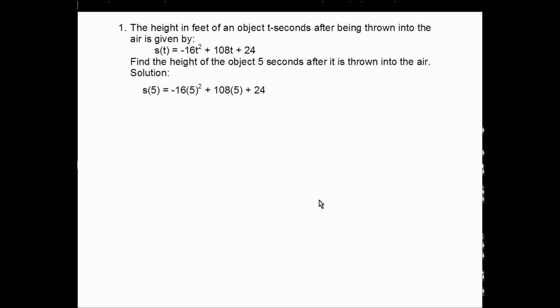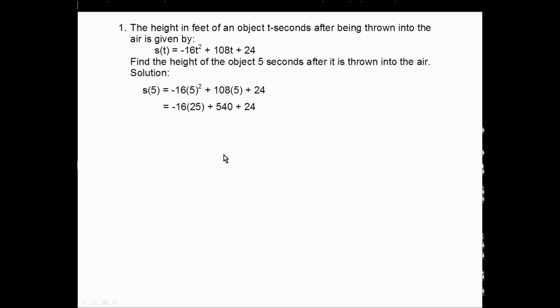Unlike all our previous problems, this is not making us do something fancy. We just have to plug in t equal to 5. So we're going to find s(5), which is a fancy way of saying evaluate the polynomial. I'm going to have -16 times 5 squared plus 108 times 5 plus 24. This is just evaluating an expression.